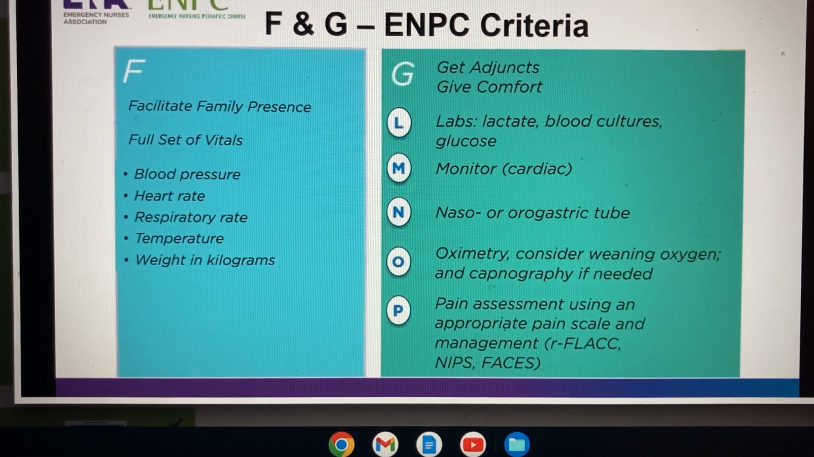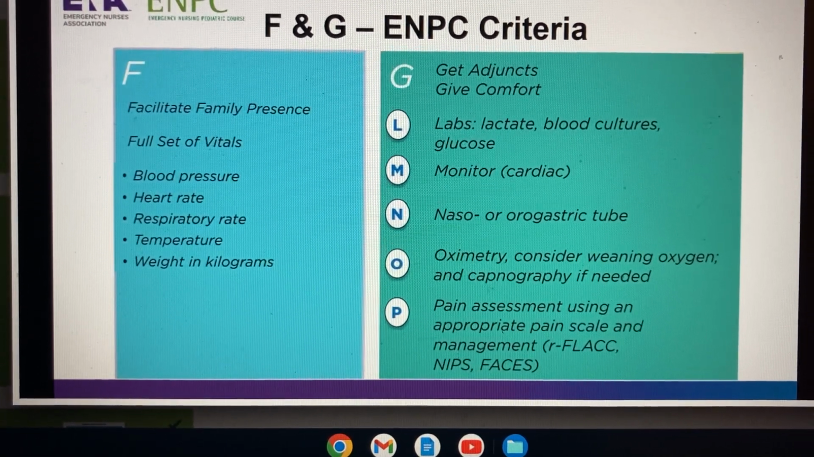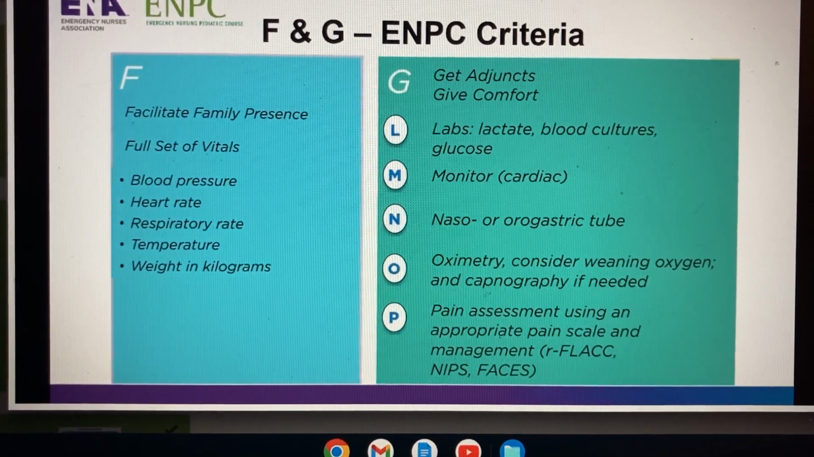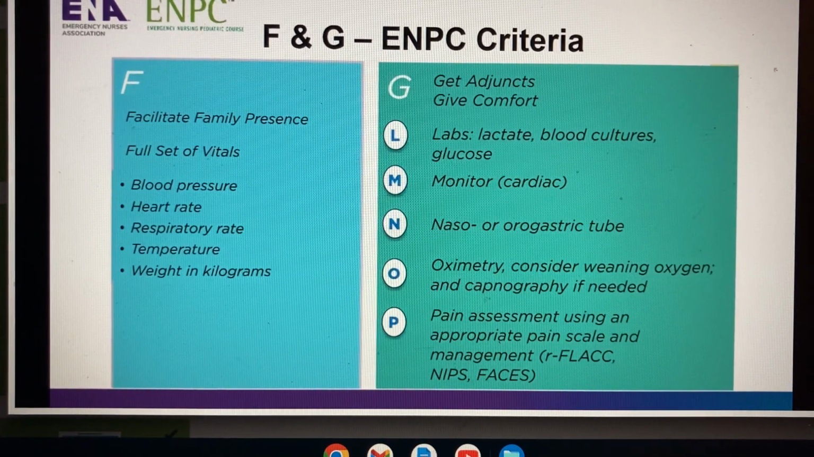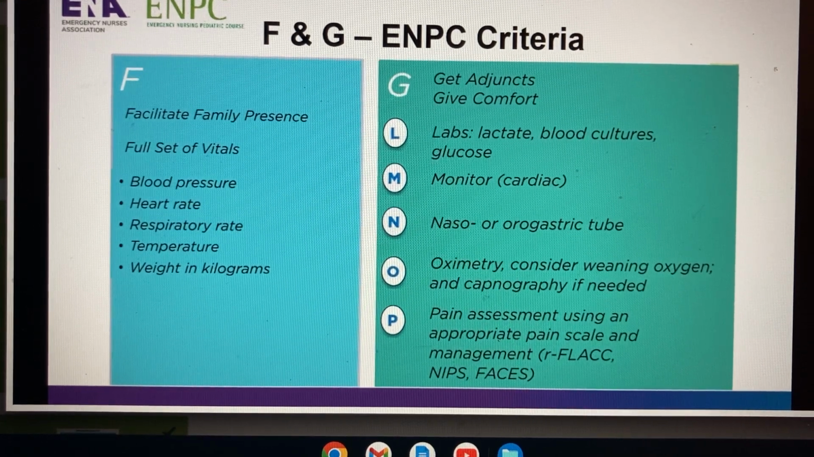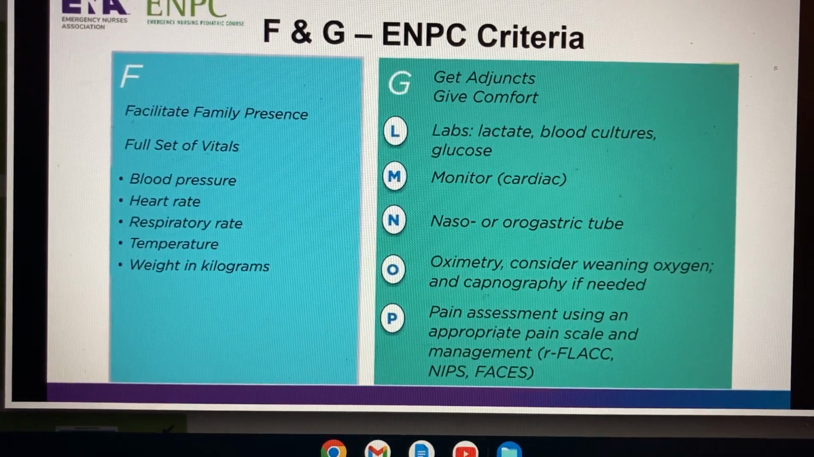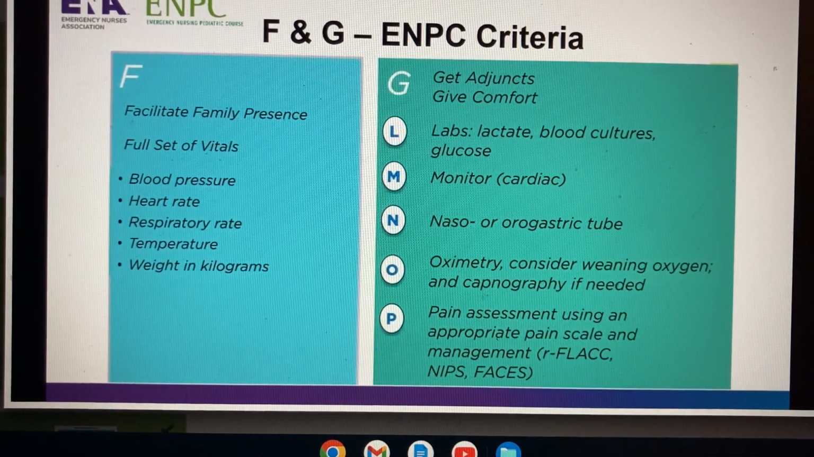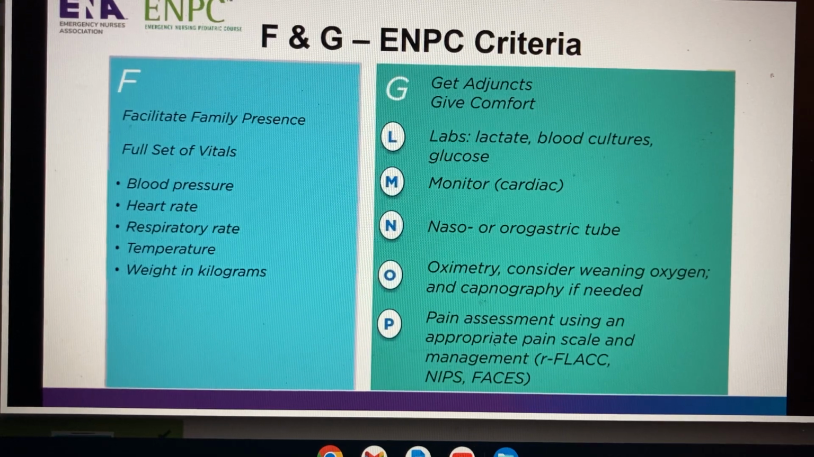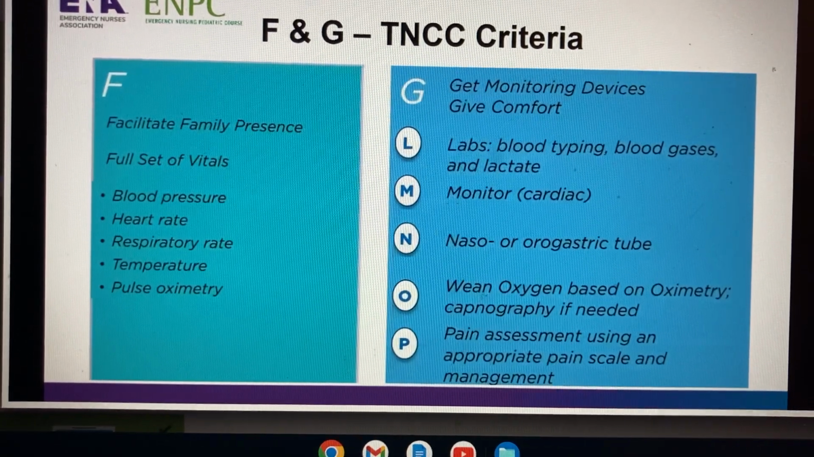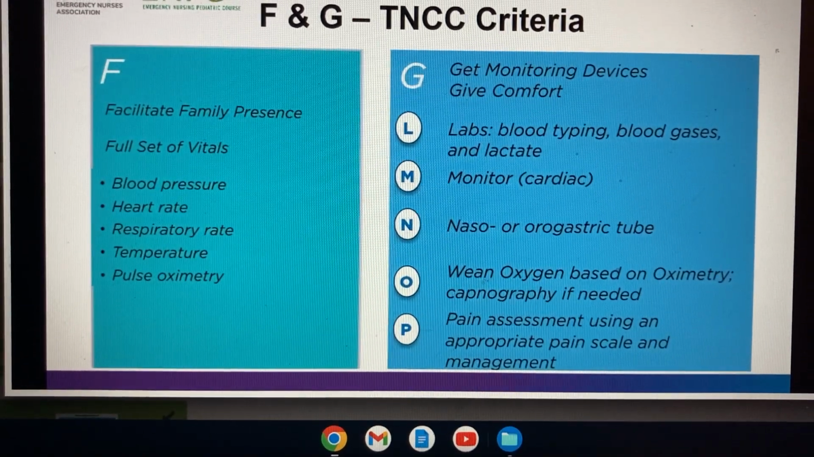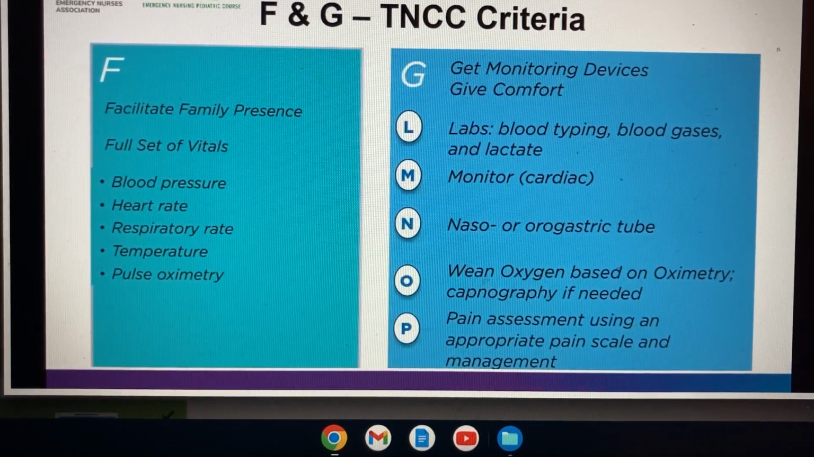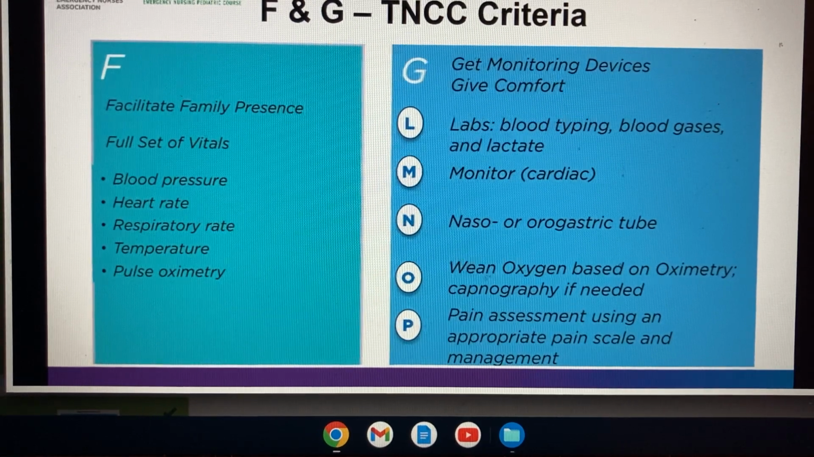F and G are considered adjuncts to the primary survey. In F, you will facilitate family presence and obtain a full set of vital signs. In G, you will obtain labs, attach a cardiac monitor to the patient, consider the need for a naso- or orogastric tube, assess and manage oxygenation and ventilation, and address pain. Addressing pain includes an assessment using an appropriate pain scale and managing pain with non-pharmacologic and pharmacologic measures as needed.